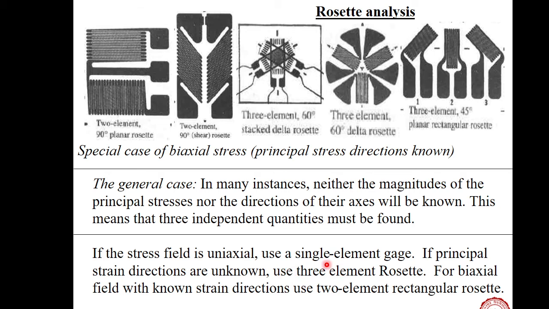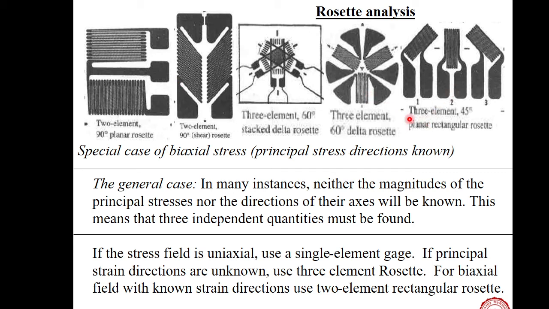And then for a biaxial field with known strain direction, we use two elements, rectangle. But in general, when nothing is known, we know that there is a bidirectional stress field but the principal directions are not known. In such cases, we have to use three elements. So these are two elements, and these are three elements.